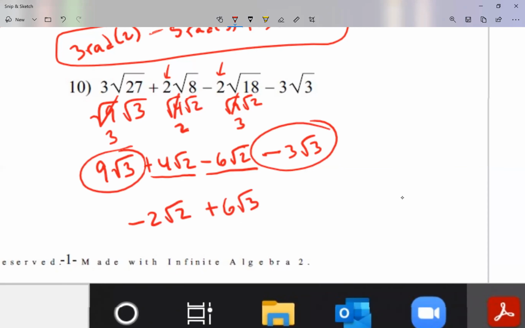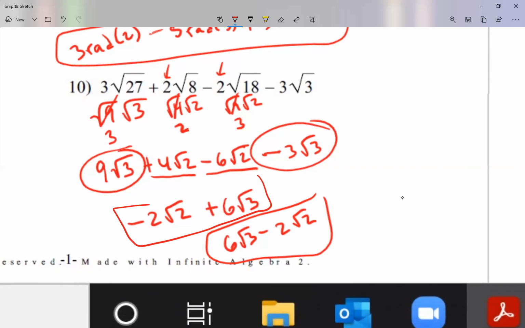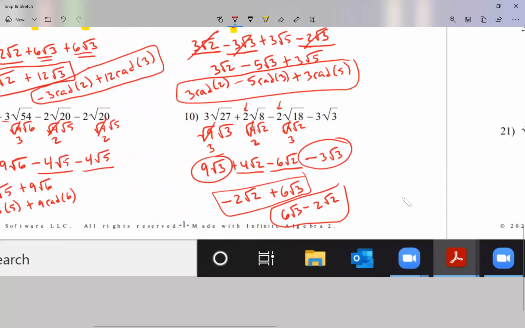Those two terms, again, the order you write them doesn't matter. Some of you might ask, can I write this as 6 radical 3 minus 2 radical 2? Yeah, why not? The order you write them doesn't matter. All right, let's take a look at two more examples.